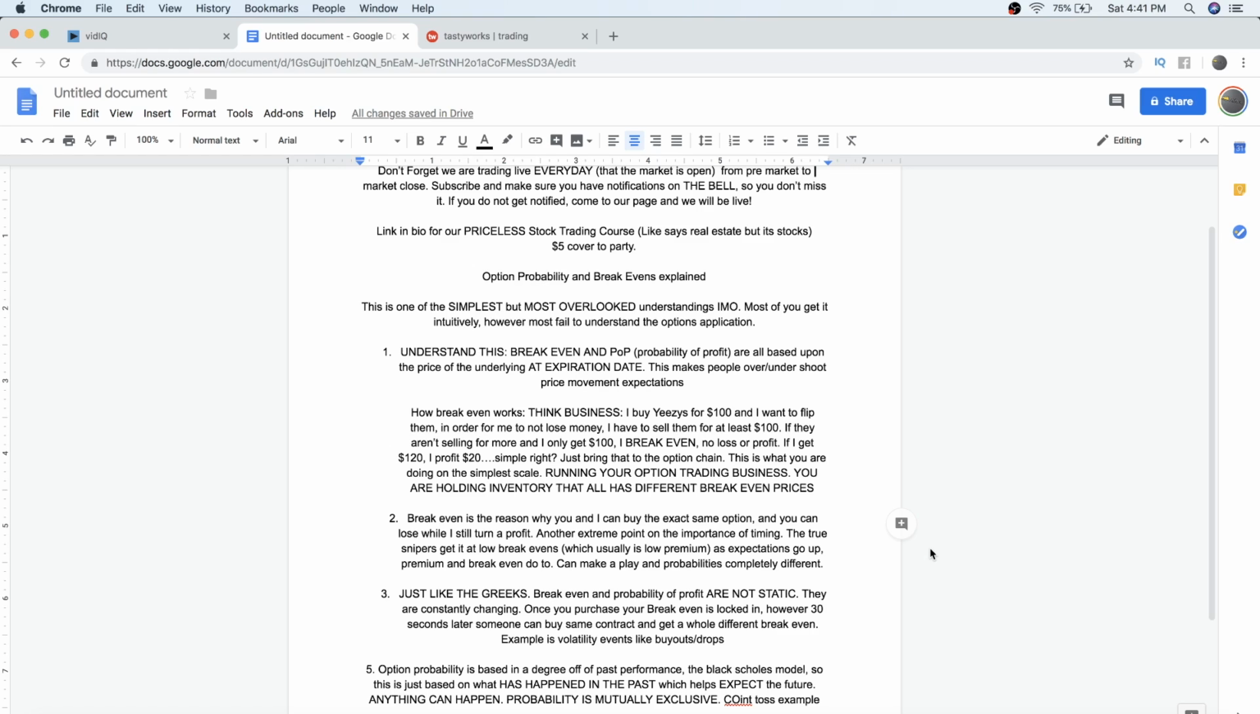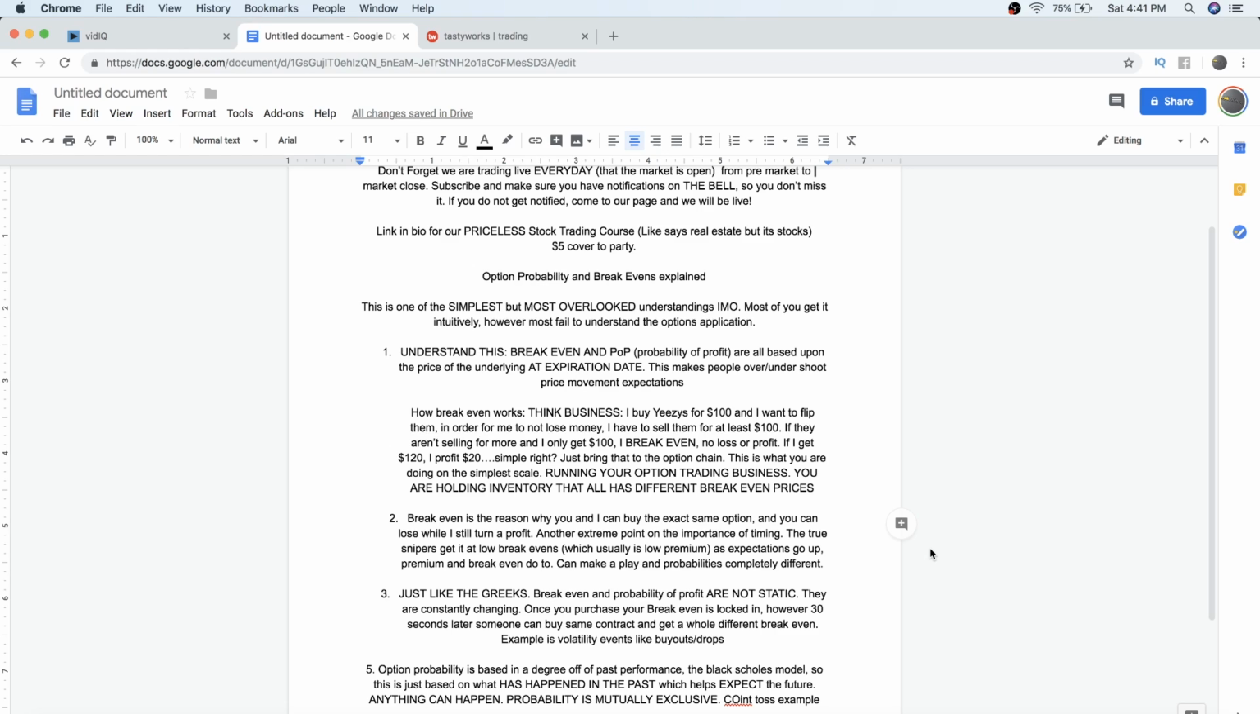Think about it as a business. I buy Yeezys for $100 and I want to flip them. In order for me to not lose money, I just have to sell those shoes for at least $100. That's my break-even price, right? If they aren't selling for more and I only get $100, I literally break even. That means I don't lose and I don't profit. That's the same thing with options. So when you hear break even, that is saying, this is the event that I don't make money.